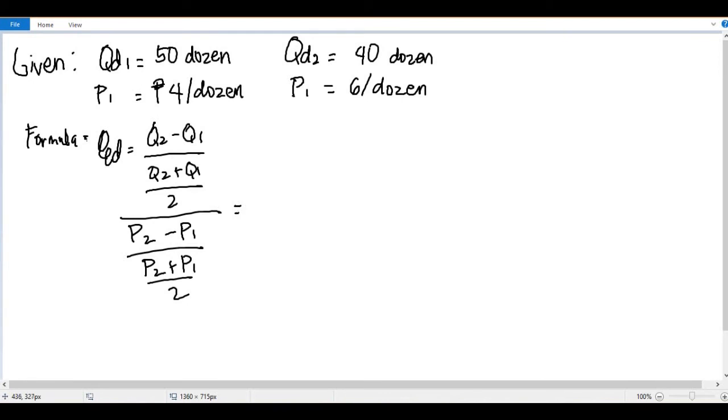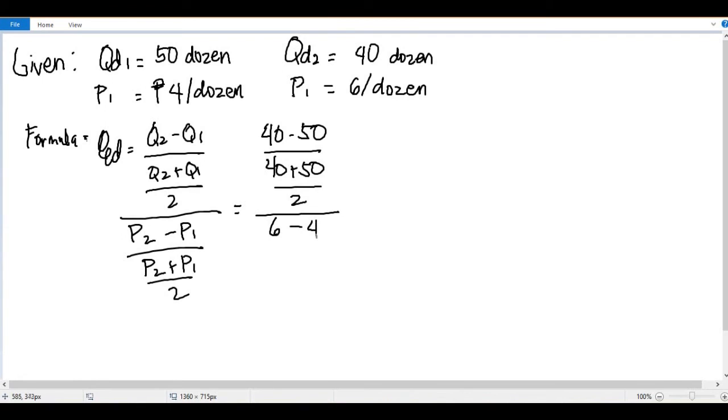So, ganyan lang kami mag-solve before ng mga previous students ko. Dire-diretso lang. Kasi when you get the hang of it, parang, oh, sige, dali lang pala nito eh. Hirap-hirap na accounting, dali lang nito eh. Anyway, so we have Q2, 40 minus 50, divided by 40 plus 50 divided by 2. I'm just substituting from the given. Kasi mas madali pagkita mo eh.